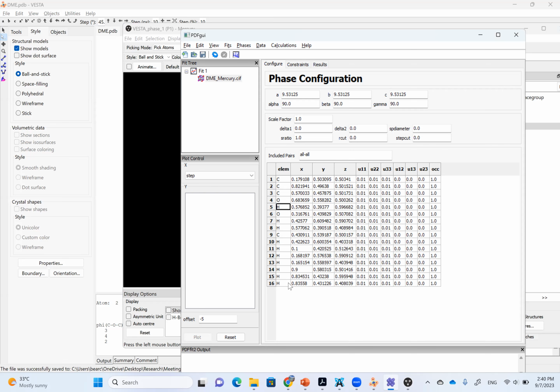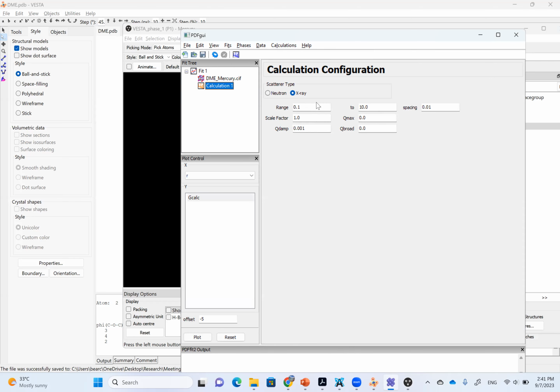Okay, so now we can do a quick run and see if we can directly calculate the PDF from this. So what we do is we go to calculations, new calculation, okay, and we're calculating the X-ray PDF data. We just select X-ray and we select a range from 0.1 to 10. That makes a lot of sense because that's probably already big enough for the size of the molecule. And the spacing, which is limited by Qmax, and scale factor 1.0, that number is kind of random, right? You can change it into any number you like, but it does not change the shape of the PDF.